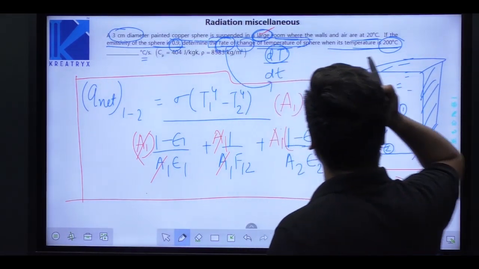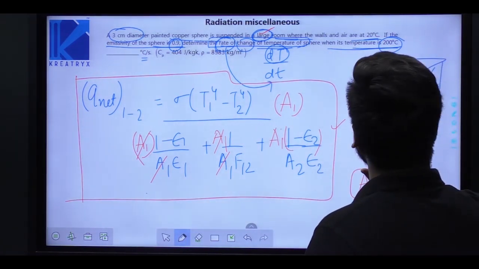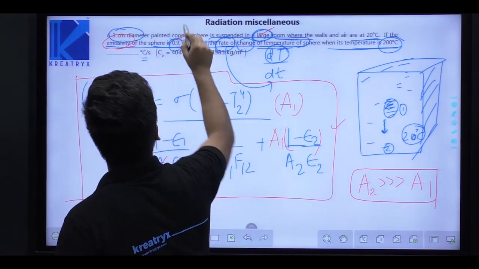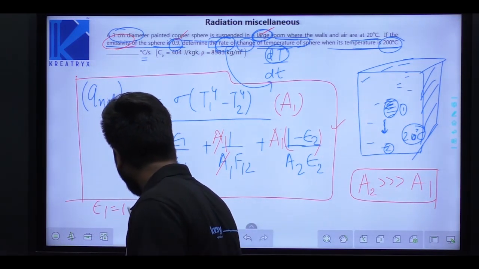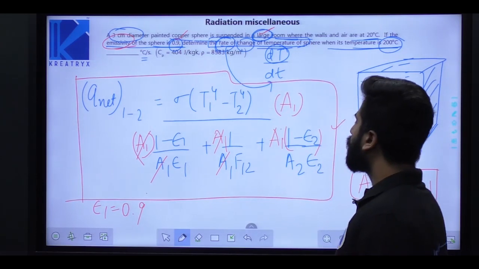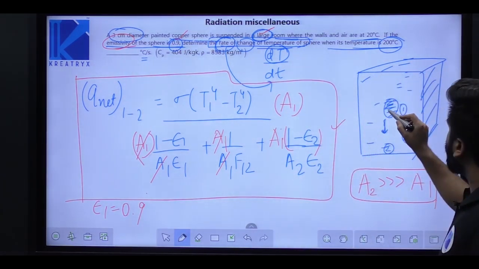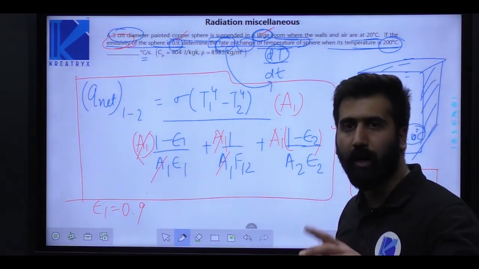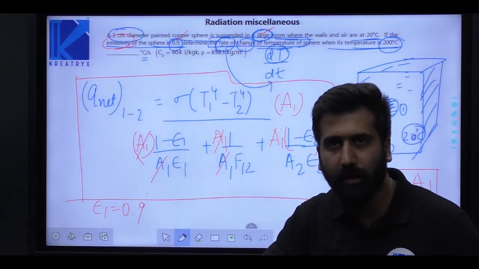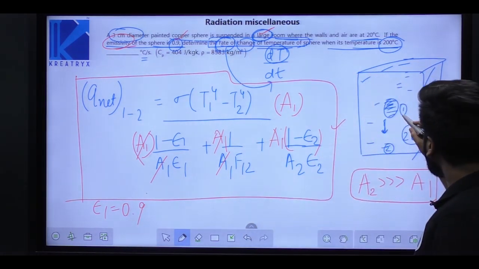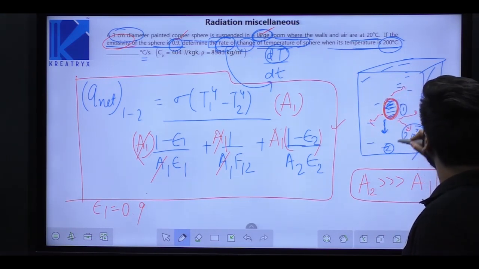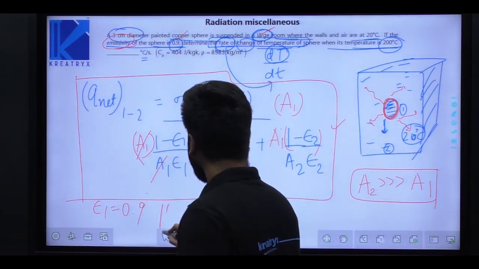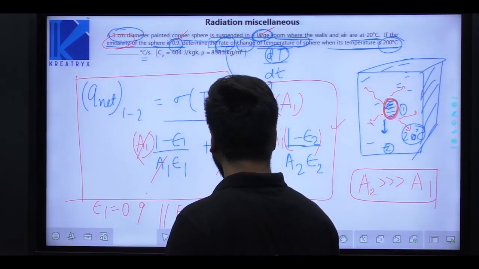Now, have you been given the emissivity of the sphere? Yes, you have been given the emissivity of the sphere, that is 0.9. So epsilon 1 is 0.9. And what will be F12? F12 is the fraction of radiation energy going from body 1 to 2. This is a sphere, that is a convex surface. So can I say that F12 will be 1? Why? Because all of the radiation energy leaving 1 will eventually fall on 2. So F12 is 1.